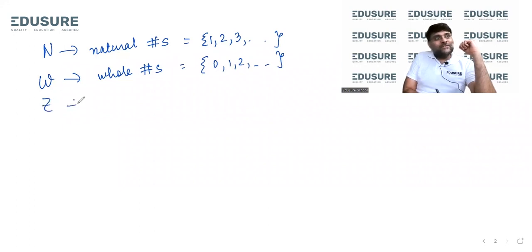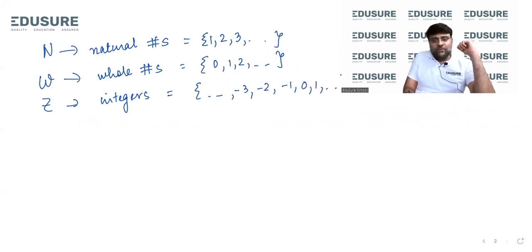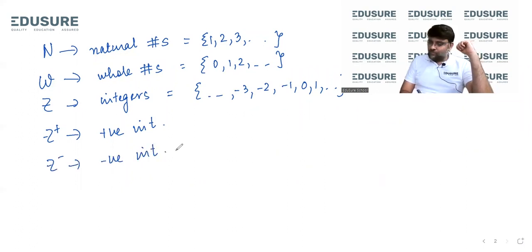Z is the set of all integers. The set of all integers is dot dot dot, -3, -2, -1, 0, 1, dot dot dot. Z plus is the set of all positive integers. Z minus is the set of all negative integers.